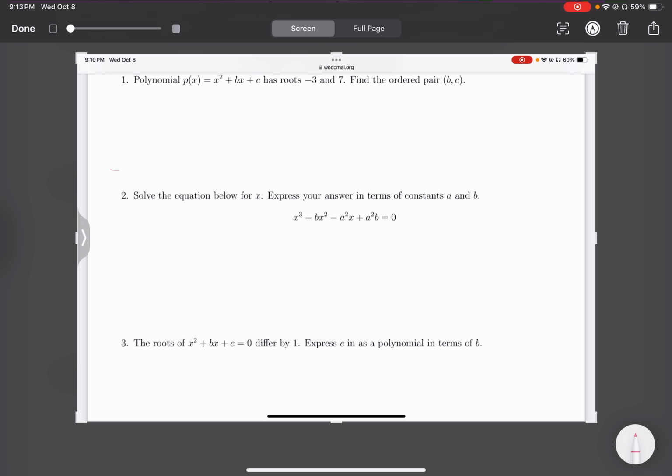we know that a is 1 here, and b we don't know, and c we don't know, but we have the two roots. So we multiply the two roots together, which is -3 times 7, equals c, because a is 1. So c is -21. And for b, what we have to do is add them together, -3 plus 7, and b is the negative of that. Oh, b is -4. So the ordered pair is -4, comma -21.